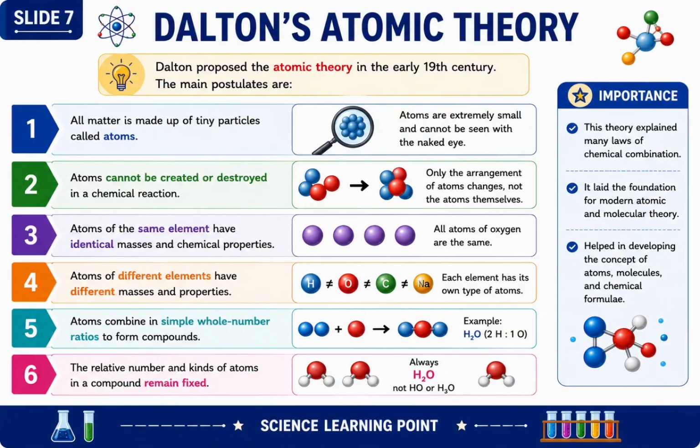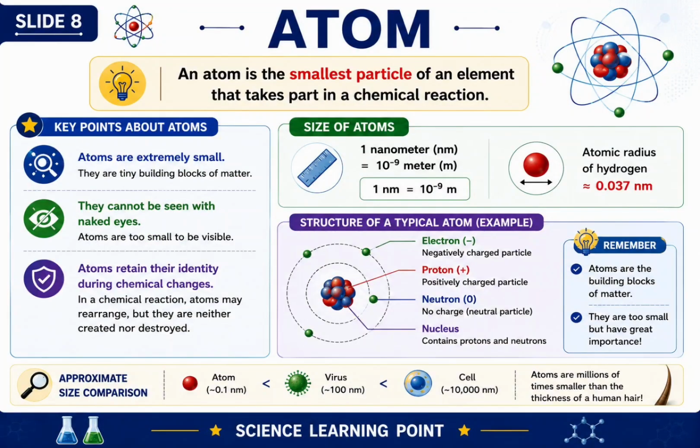For example, water is H2O. That means two hydrogen atoms combine with one oxygen atom. So the easiest way to remember Dalton's idea is atoms are like tiny building blocks of matter. Chemical reactions simply rearrange these building blocks. Now, what is an atom? An atom is a very tiny particle of an element that takes part in a chemical reaction.